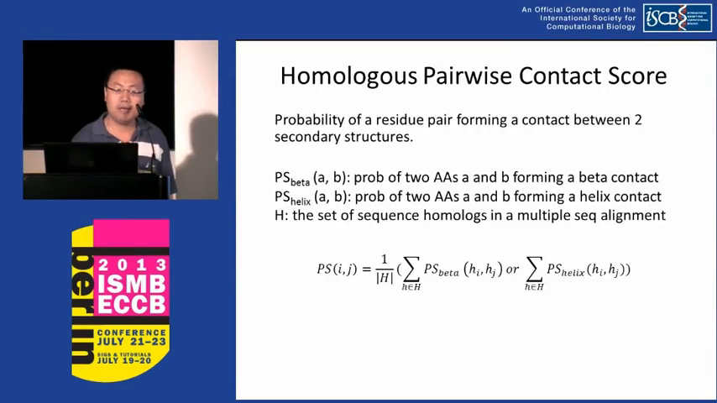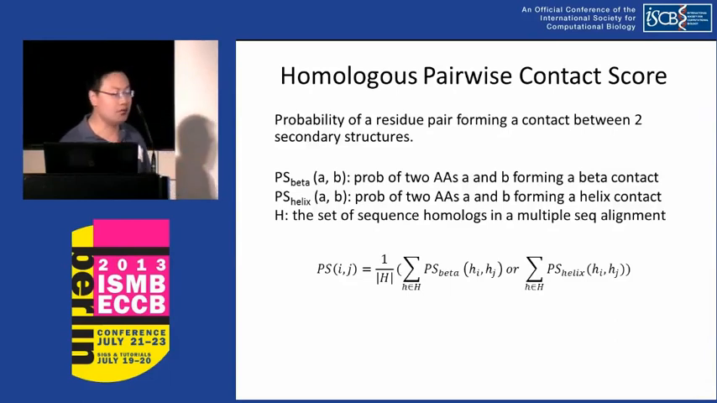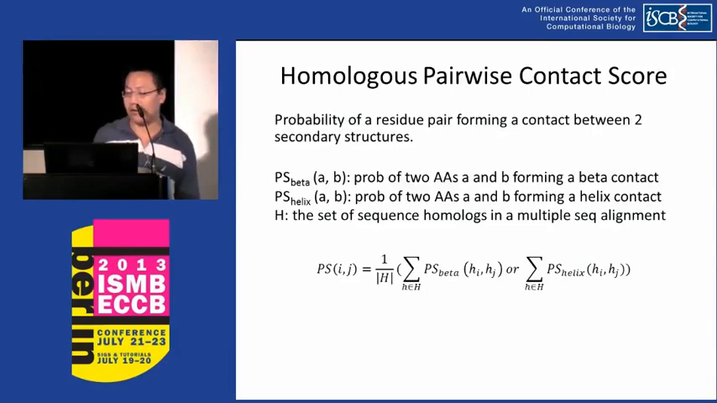This slide tells you how to calculate the homologous pairwise contact score. This is quite simple. Basically, we calculate the probability of 2 residues forming contact between 2 secondary structures. Given the protein under consideration, we first run SCI-BLAST to generate a multiple sequence alignment. Then we consider all the homologs in the alignment, enumerate them, and calculate the homologous pairwise contact score.